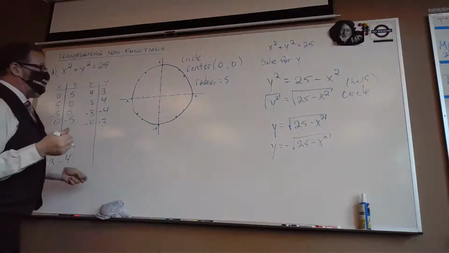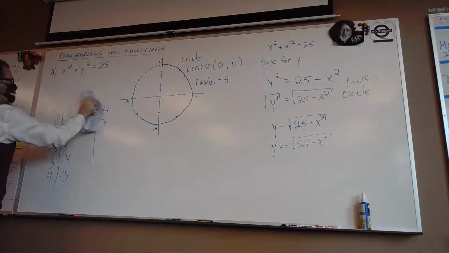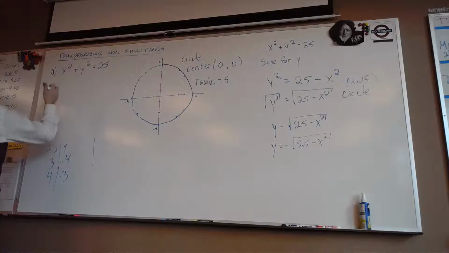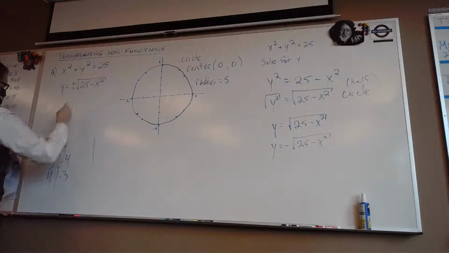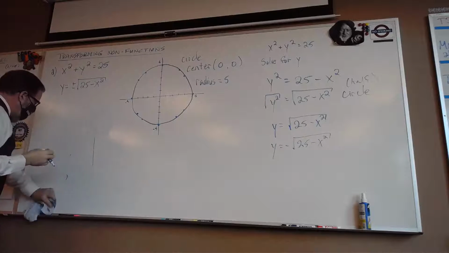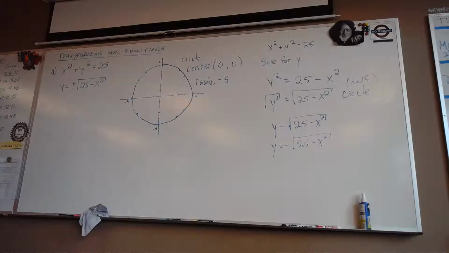I am starting with y equals plus or minus the square root of 25 minus x squared. And I want to shift it vertically, shift it horizontally. We're not going to worry about stretch for now. I want to shift it horizontally and shift it vertically. What do I do with that equation? We make it move up or down or left and right.